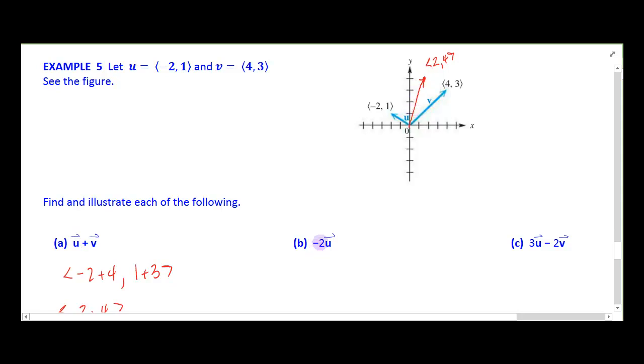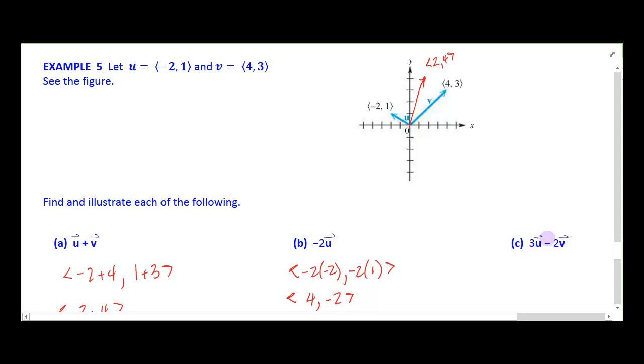Let's practice that again with scalar multiplication. In this particular case, we're going to take each of the components of vector u and multiply by -2. So I have -2 times the -2 already there, -2 times the 1 that's already there, giving me a new vector which looks like 4, -2. So this would be my new vector here.